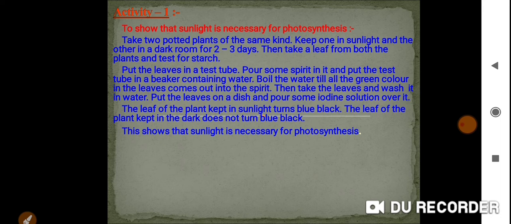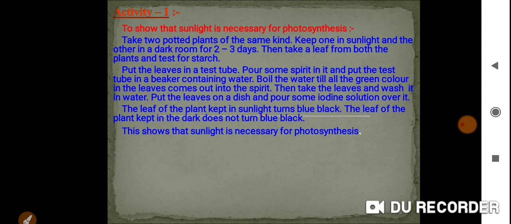This experiment, this activity, shows that sunlight is most important for the photosynthesis process. Are you getting my point? If the leaf turns blue black on adding iodine solution, it indicates that starch is present in it. The starch is there in it, and only then will it turn. That is the iodine test. Okay, are you understanding my point?